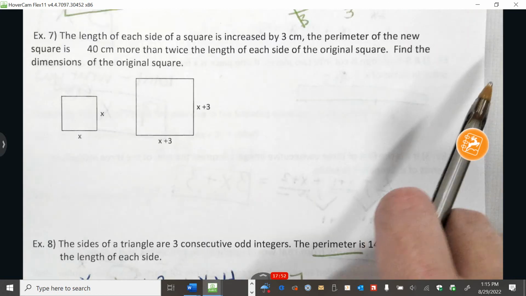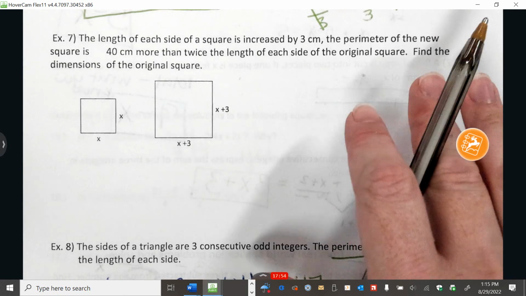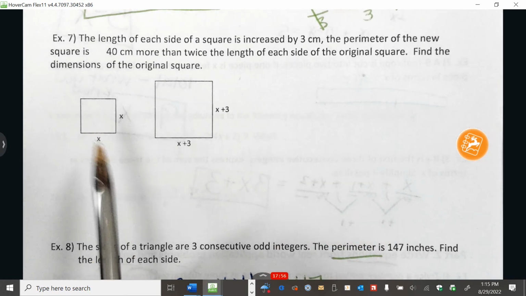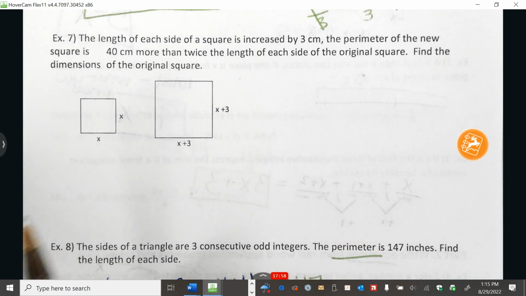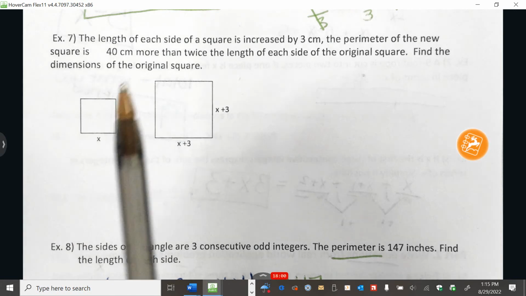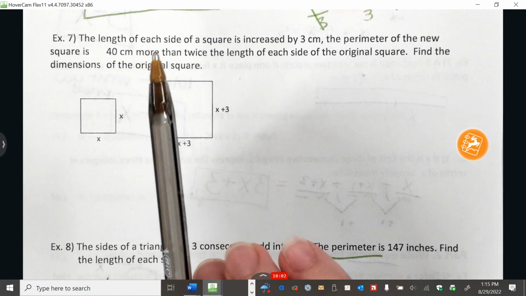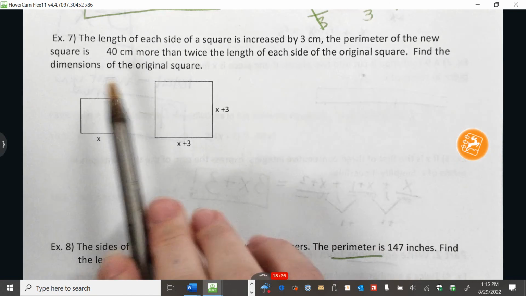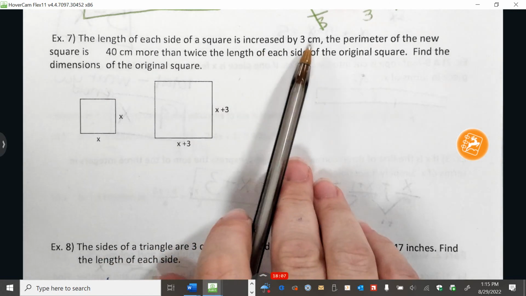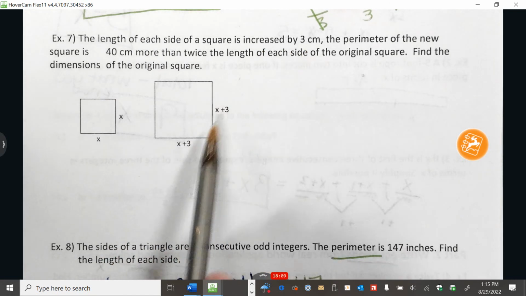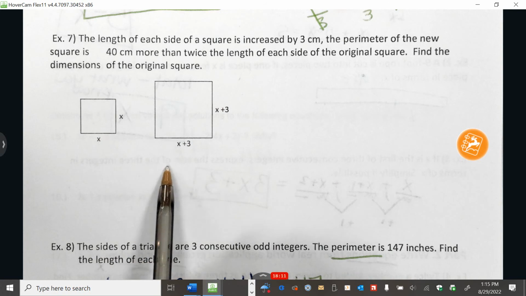Okay, and this one also talks about perimeter. Lots of perimeter today. Okay, the length of each side of a square is increased by 3 centimeters. So this is the new square. This is the original square. Because how do I know this is the new one?